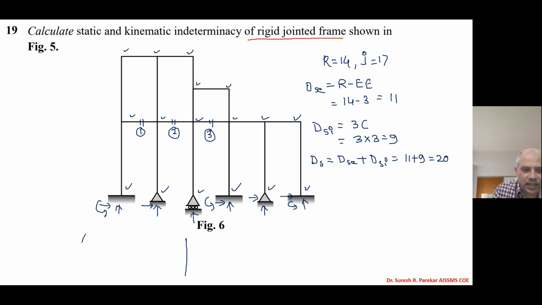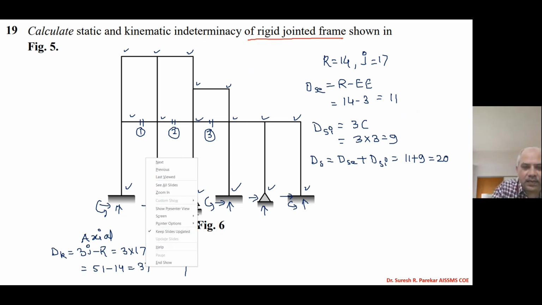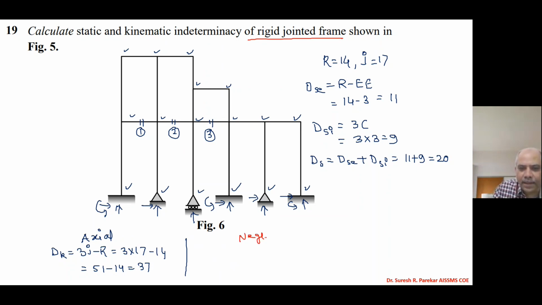So first, we consider axial deformation. We have DK is equal to 3J minus R. We have J 17, so 3 into 17 minus R, we have 14. So we have 51 minus 14, and that is equal to 37. And then we have the case without axial deformation, so neglecting axial.